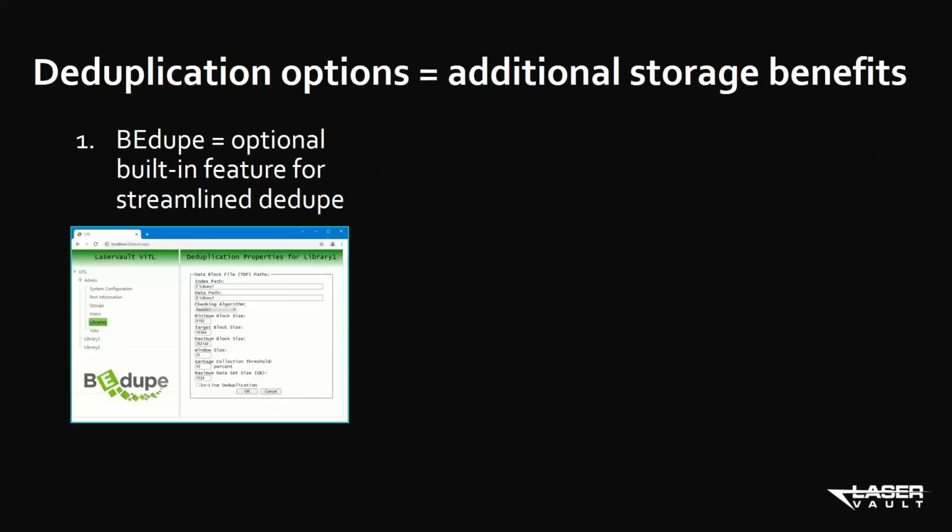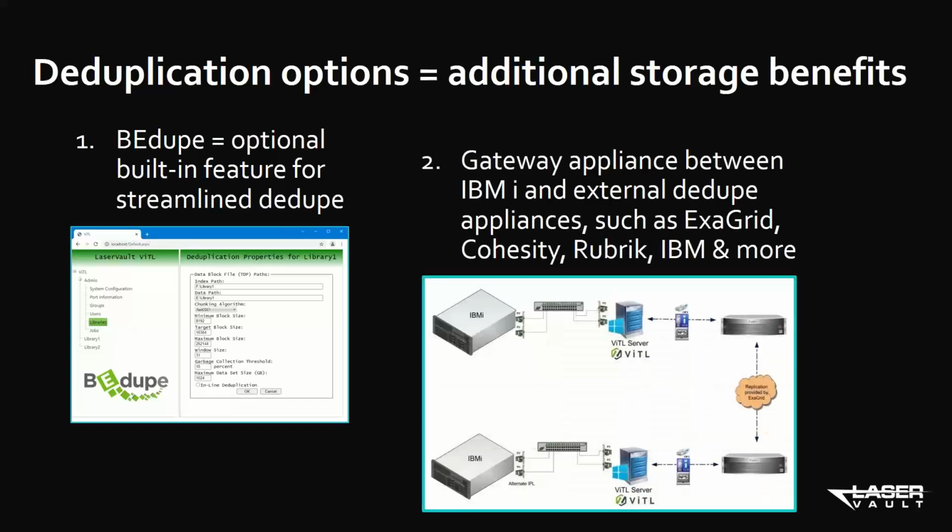Deduplication options. Our particular solution, LaserVault Vital, does have an optional built-in deduplication solution called bdupe. And this gives you the ability to perform a block level compression of your backups to where blocks are saved only when they contain new data or changed data. So repetitive data is not being written more than once at the block level.